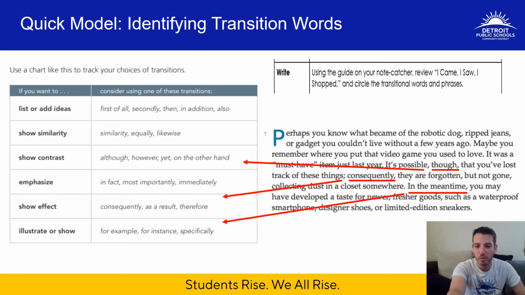The second transition word that I found here is the phrase "such as." It lists out examples of different newer tastes that you may have, like a waterproof smartphone, designer shoes, or limited edition sneakers. In this one, it's pretty obvious that it's also an illustrator show. It's giving you an example of different items that have replaced the old items that are in the closet collecting dust.